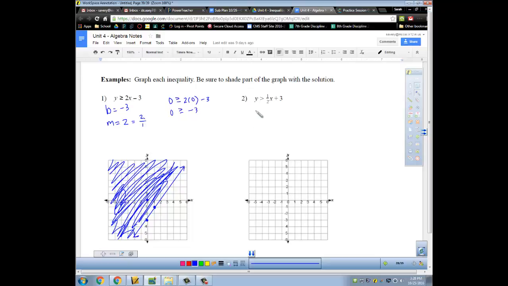Okay, number 2, your slope is 1/2 and your y-intercept is 3. So start at 3, go up 1 over 2. This is just greater than, so it's going to be a dotted line. It doesn't have to be perfect. This says y is greater than, so we're going to shade where numbers are greater than, so up here. If it said less than, we would shade where the numbers are less, which are down here toward the negatives. Okay, moving on.